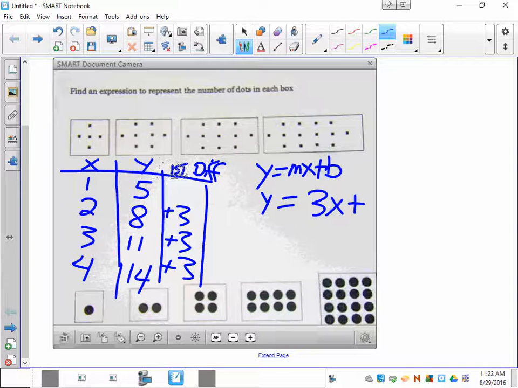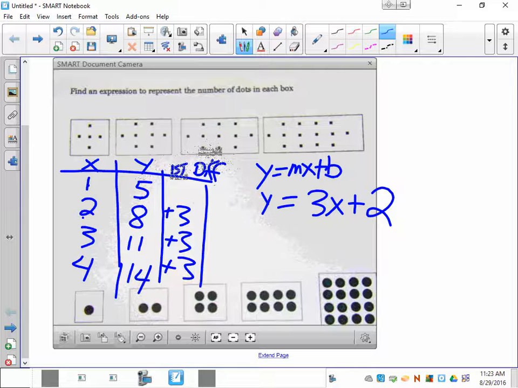Well, it's got to match the 5. When you plug in 1, you have to get 5. When you plug in 2, you have to get 8. 3x, 3 times the number we're looking at, plus 2. So our first differences are 3. We're going up by 3. That's where 3x came from. And 3 times 1 is only 3, but there are 5 dots. And 2 times 3 is only 6, and there are 8 dots. That's where the 2 came from.